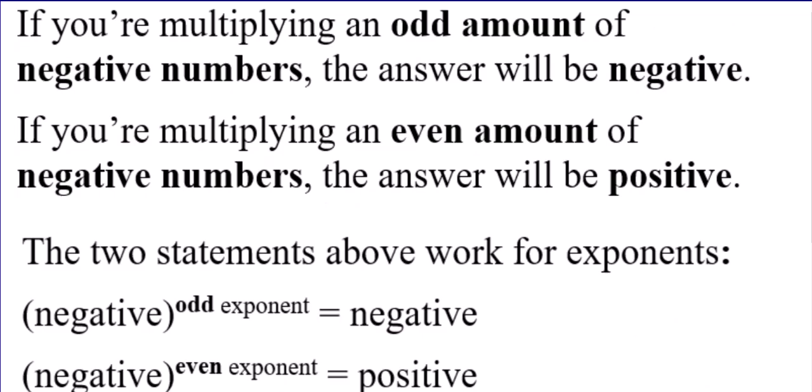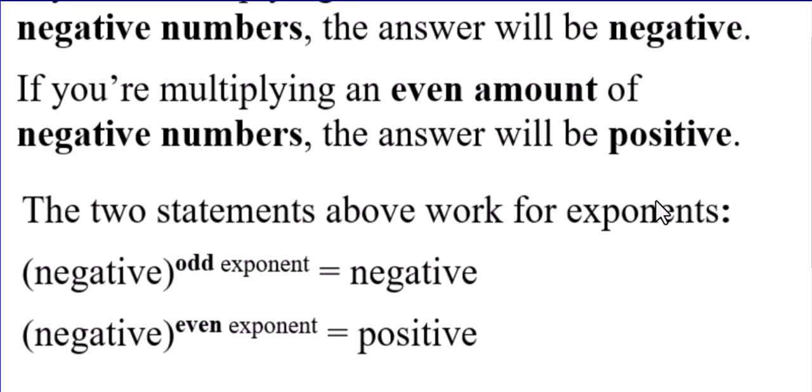All right. One more thing I want to bring to your attention. Go back to that PSSA Big Ideas packet. At the bottom left-hand corner, here's what I typed up for you. If you're multiplying an odd amount of negative numbers, the answer will be negative. If you multiply an even amount of negative numbers, like 2 negative numbers or 4 negative numbers or 6 negative numbers, the answer will stay positive or will become positive.